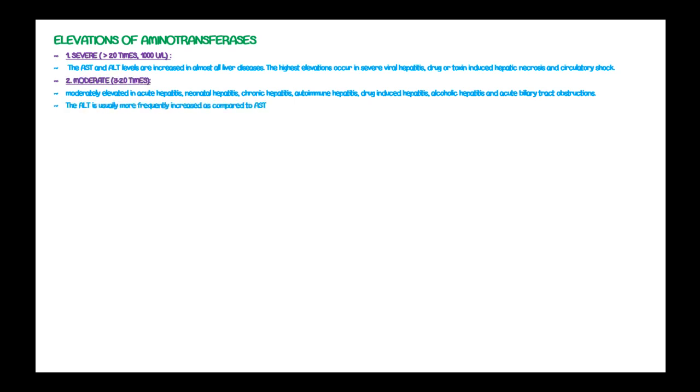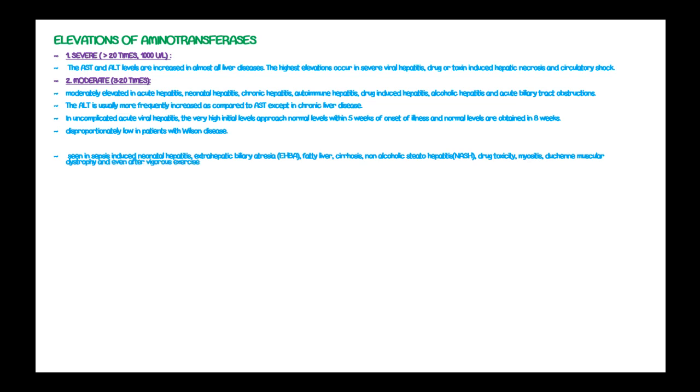The ALT is usually more frequently increased as compared to AST, except in chronic liver disease. In uncomplicated acute viral hepatitis, the very high initial levels approach normal levels within 5 weeks of onset of illness, and normal levels are obtained in 8 weeks. Disproportionately low in patients with Wilson disease. A mild elevation is observed in sepsis-induced neonatal hepatitis, extrahepatic biliary atresia, fatty liver, cirrhosis, non-alcoholic steatohepatitis, drug toxicity, myositis, Duchenne muscular dystrophy, and even after vigorous exercise.